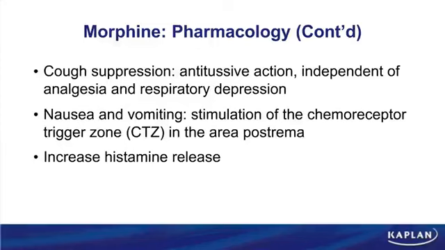Opioids can directly stimulate the chemoreceptor trigger zone. That can lead to nausea and vomiting. It's interesting that opioids can cause vomiting because at the same time they actually can have an antiemetic effect. Because opioids inhibit pain, and pain is a stimulus for nausea and vomiting, that's a reason why an opioid could actually have an antiemetic effect.